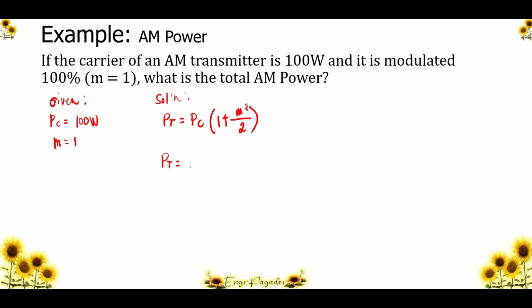So, we will have total power equal to 100 multiplied by 1 plus 1 squared all over 2. And this is equal to 150 watts. So, the total power is 150 watts.